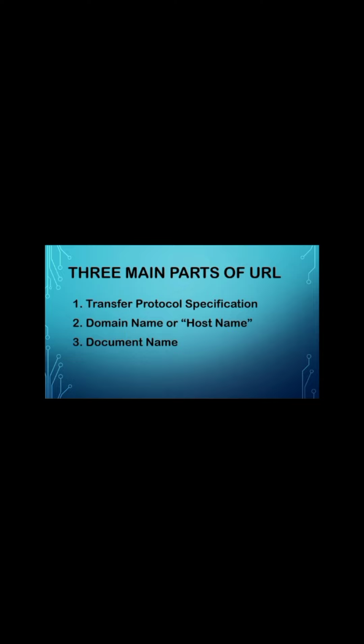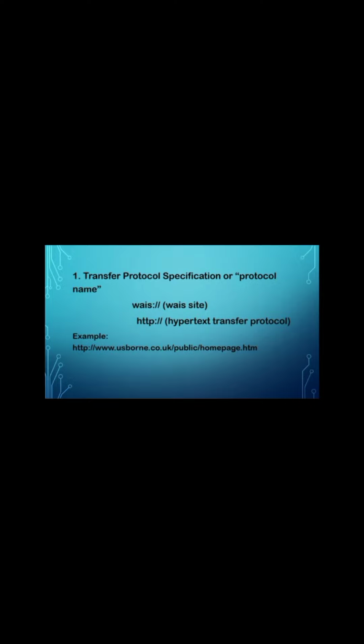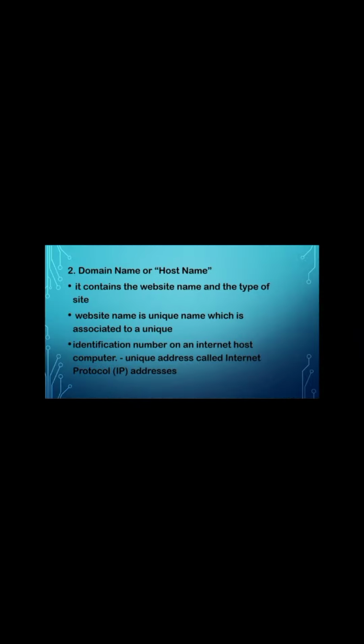There are three main parts of URL. First is transfer protocol specification. Second is domain name or host name. Last is document name. First part of URL is transfer protocol specification or protocol name. WAIS or website. HTTP or Hypertext Transfer Protocol. Example of transfer protocol specification is Hypertext Transfer Protocol, www.osborne.co.uk/public/homepage.htm. Second part of URL, domain name or host name.